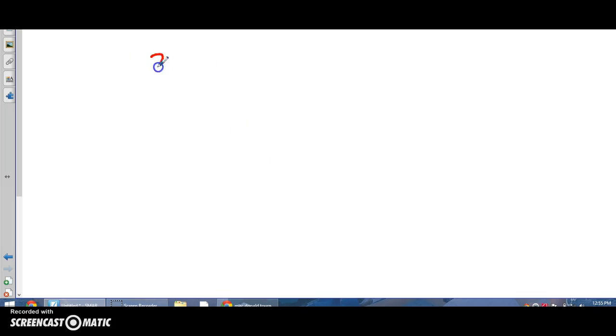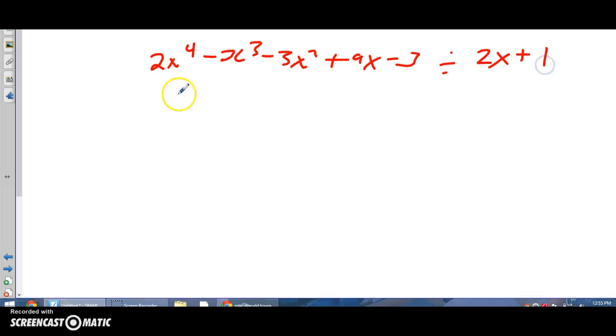So if I want to see, is 2x to the 4 minus x cubed minus 3x squared plus 9x minus 3, let's divide that by 2x plus 1. I want to figure out how this divides evenly. So here, you're going to write each of these coefficients out. So 2, and make sure you don't miss any: that's minus 1, the minus 3 from minus 3x squared, the 9 from 9x, and then minus 3 here.